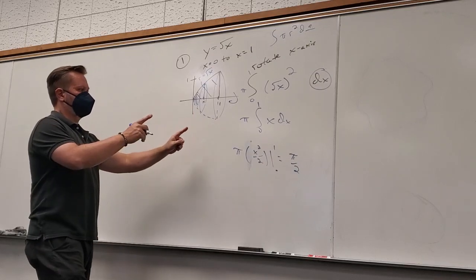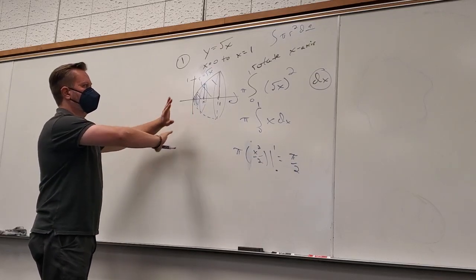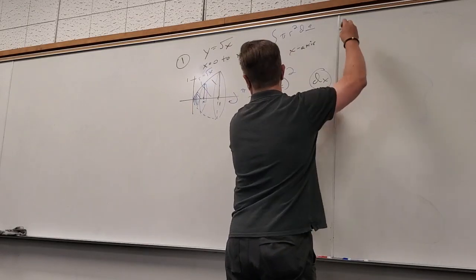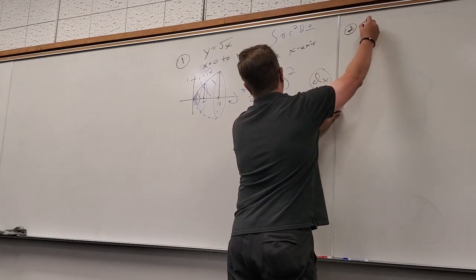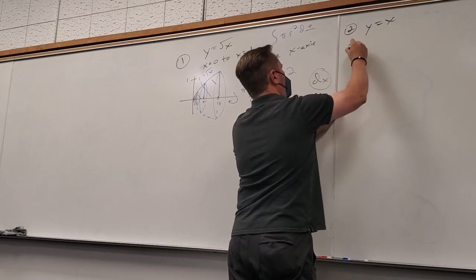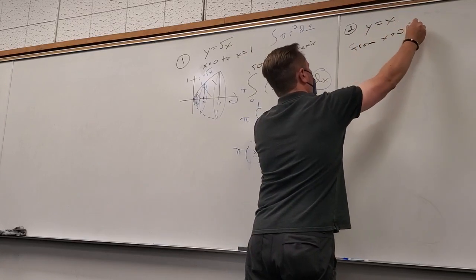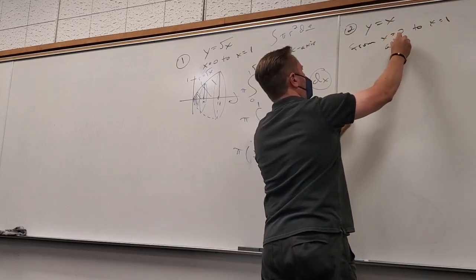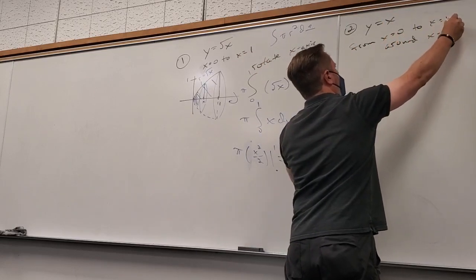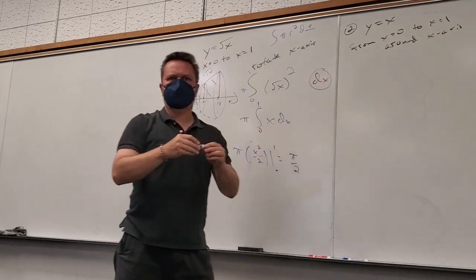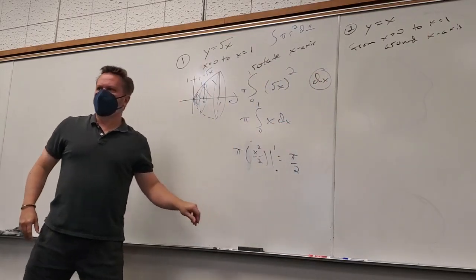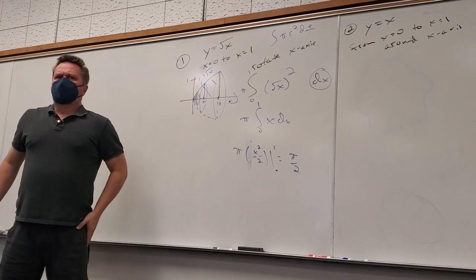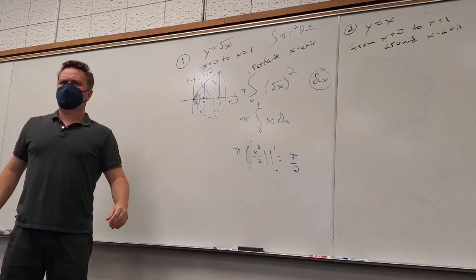Now, I want you guys to do the exact thing we just did, but I want you to do it for an even easier function. So I want y equals x from x equals 0 to x equals 1 around the x-axis. Again, you're doing exactly all the same stuff. Sketch the graph. You don't have to draw any 3D, unless it helps you, right?